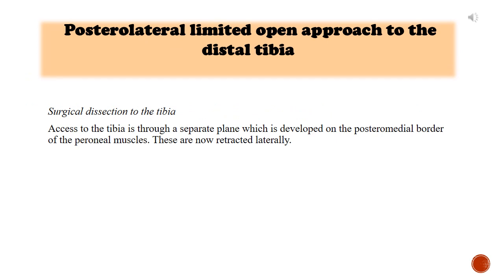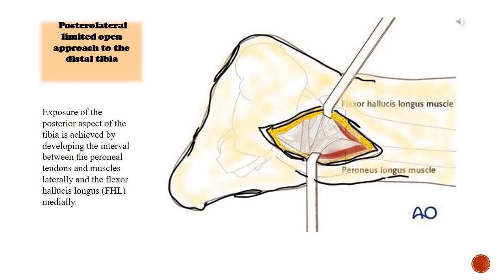Surgical dissection to the tibia. Access to the tibia is through a separate plane which is developed on the posteromedial border of the peroneal muscles. These are now retracted laterally. Exposure of the posterior aspect of the tibia is achieved by developing the interval between the peroneal tendons and muscles laterally and the flexor hallucis longus, FHL, medially.